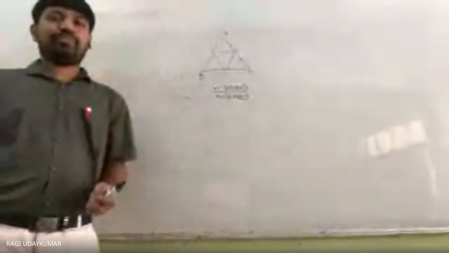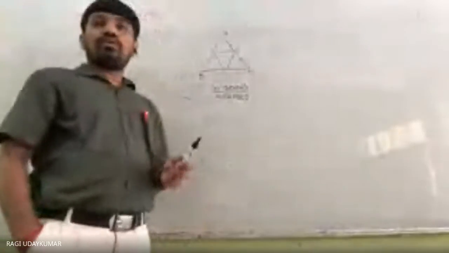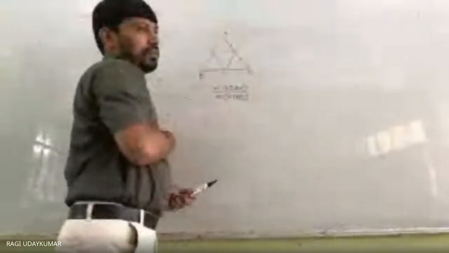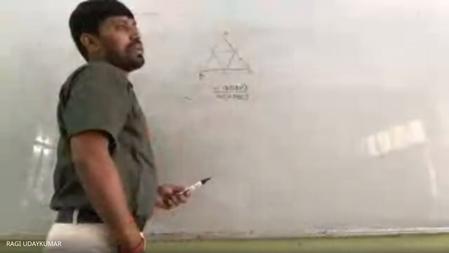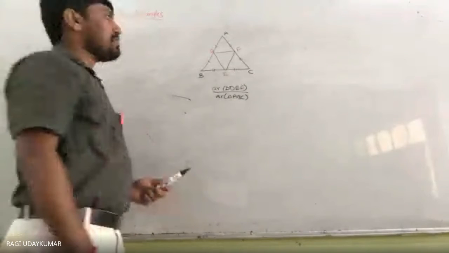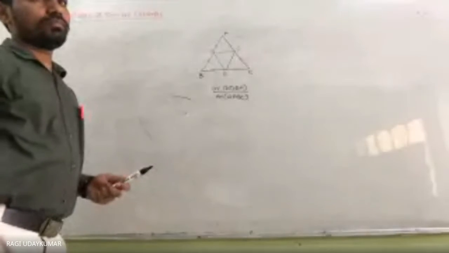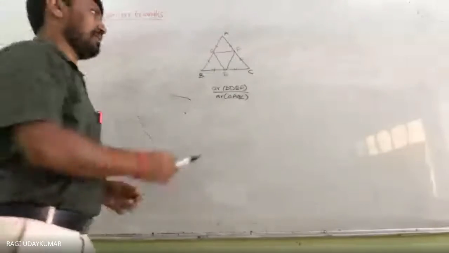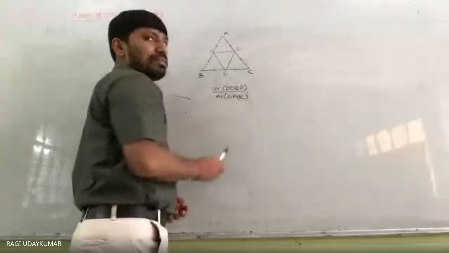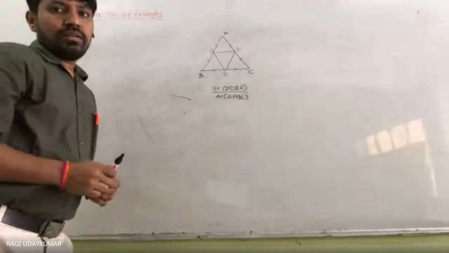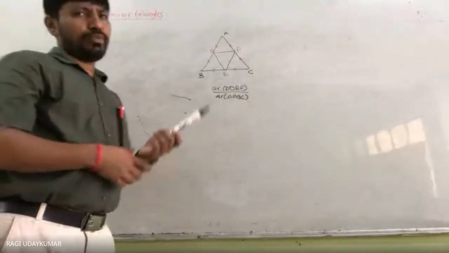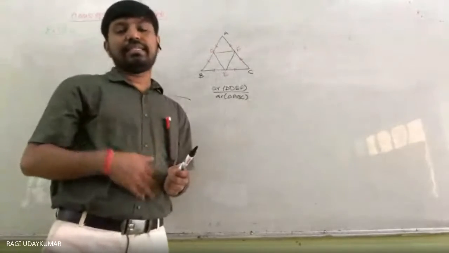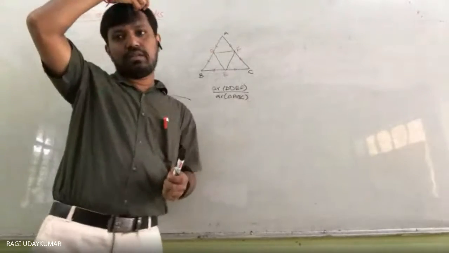Let us see. To prove that, we have to prove that these two triangles are similar. So how do we prove these two triangles are similar? Which two triangles? We have to prove similarity, so what to do? Is there any other method for us to do?